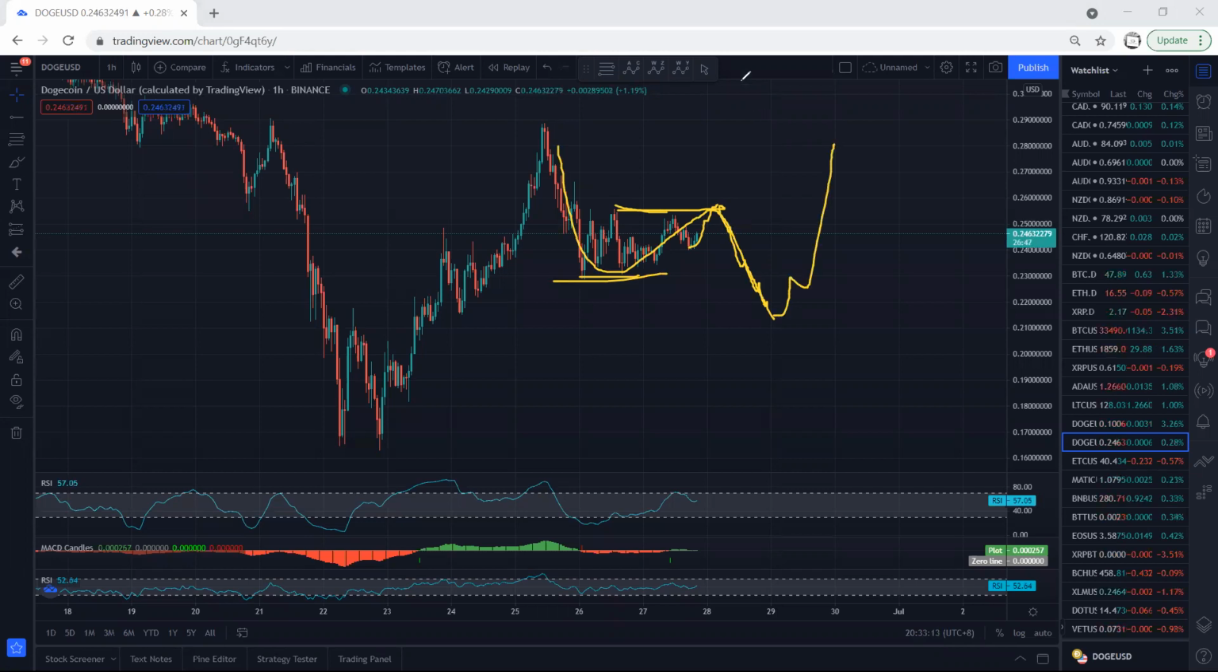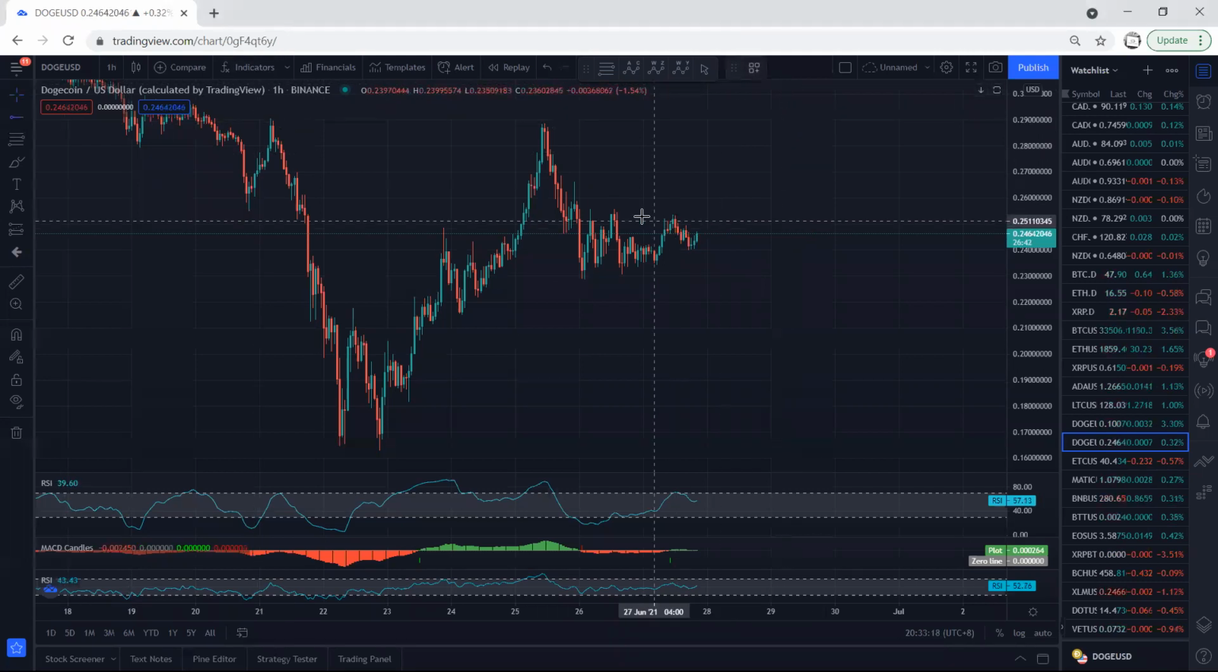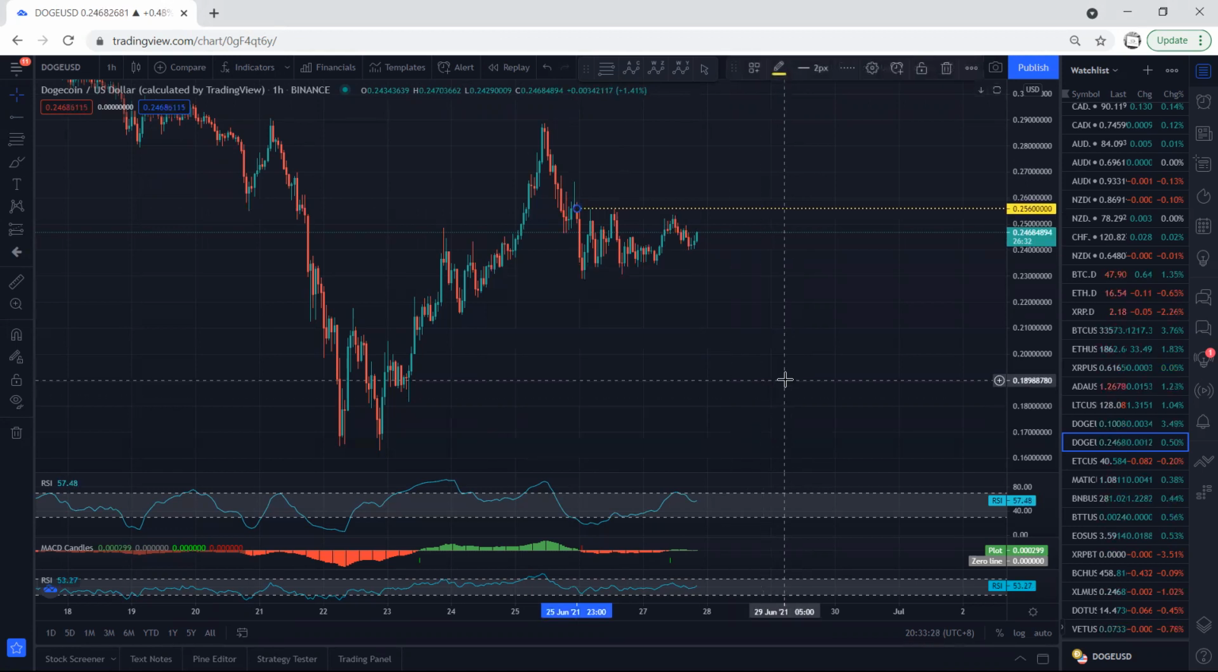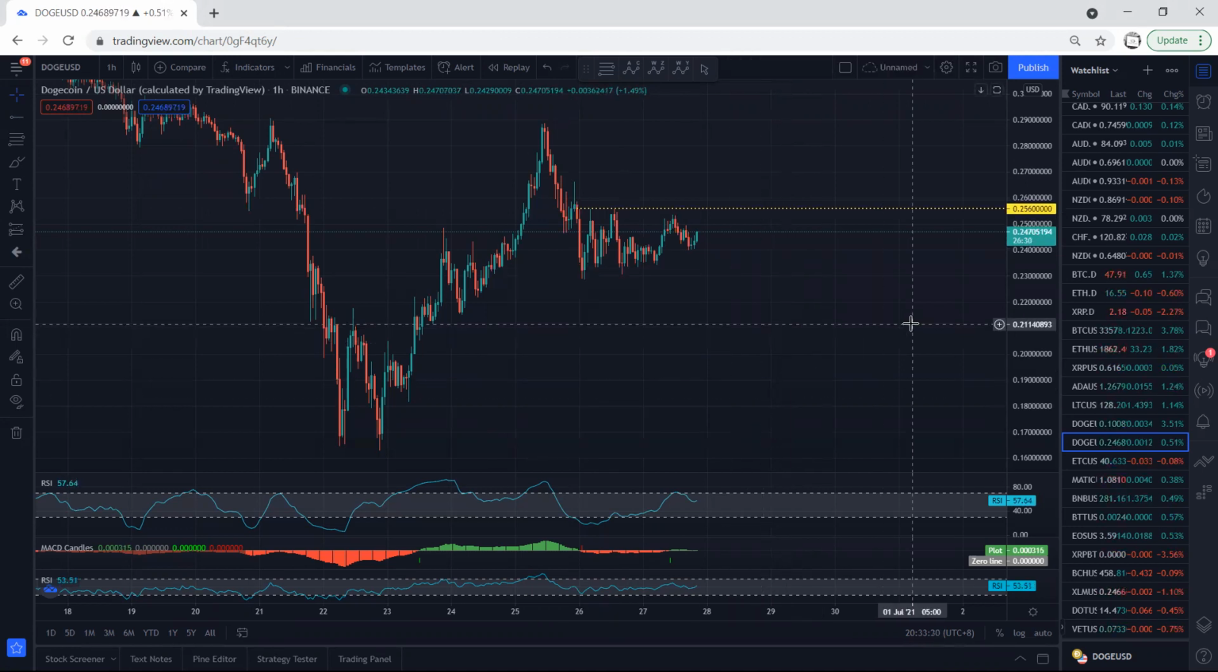But how about if the price really continues from here? Again, the only way is to put our entry above this, which is somewhere around 0.256. Rather than that, we don't have any other options.